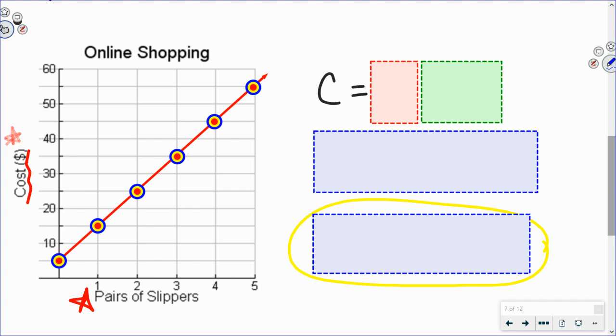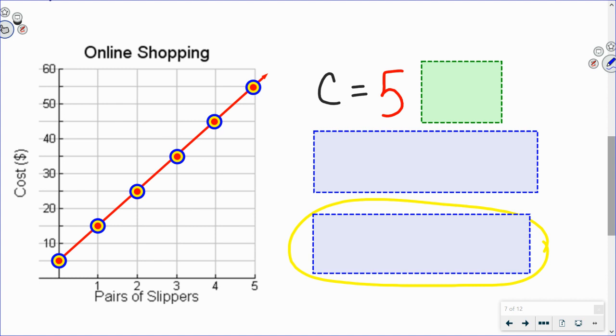Now, what does it start at? How can it be $5 before you buy any slippers, Mr. Callan? Well, don't think of it like before. Think of it like, what's the constant? Oh, maybe it's a shipping fee. Look, they're going to charge you $5 for a box, and now tell me how many pairs of slippers that you need.